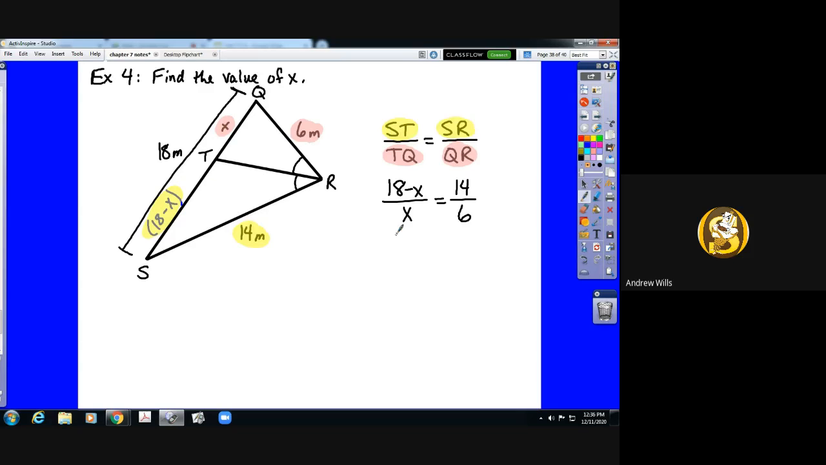Once we have our proportion, all we need to do is cross multiply and solve for x. So we start by cross multiplying. 14 times x is 14x equals 6 times 18 minus x. Remember that I do not want you to try to distribute that. I want you to just write it out and then distribute it as you're solving.